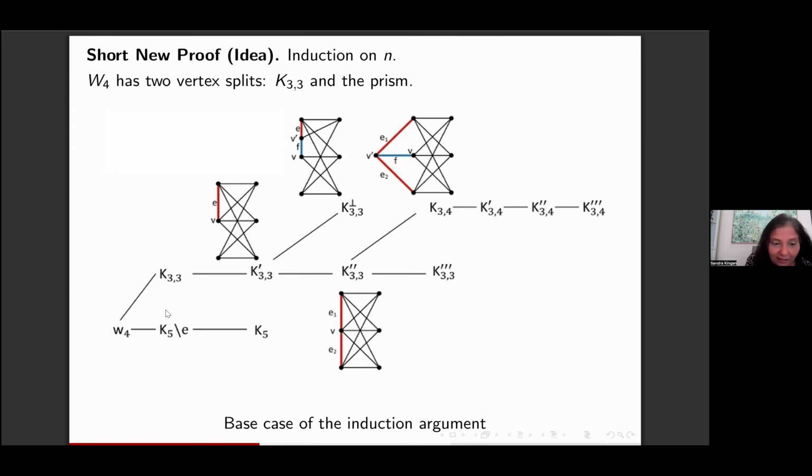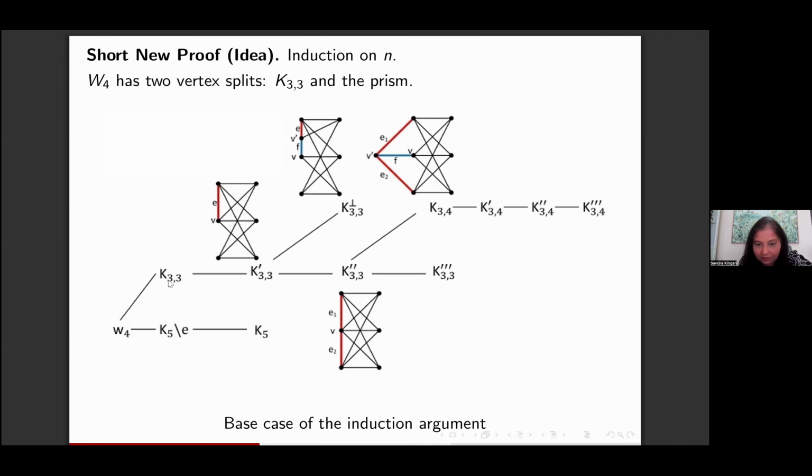So the wheel W4, right? It has one edge addition, K5 delete D, that has one edge addition, K5, and you're done. Now, the wheel W4 has two vertex splits, prism and K33.